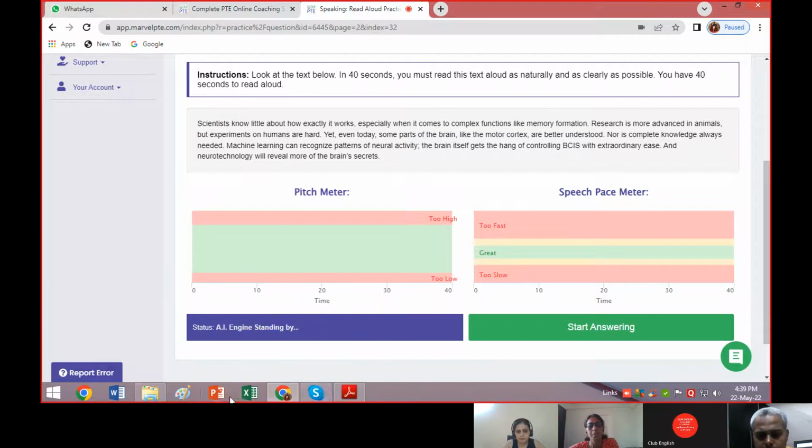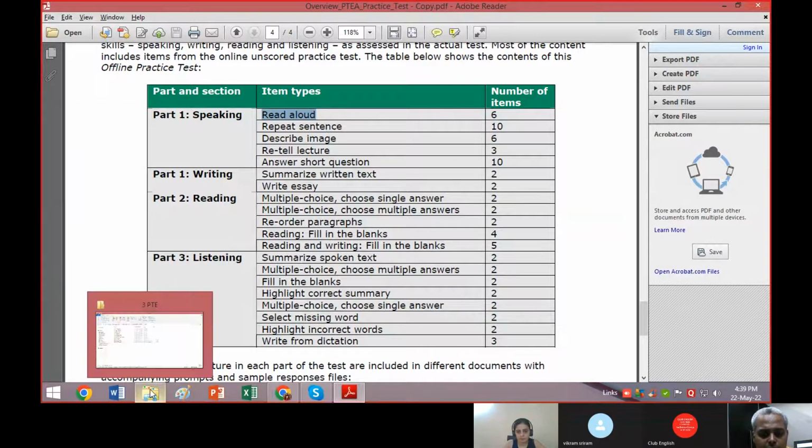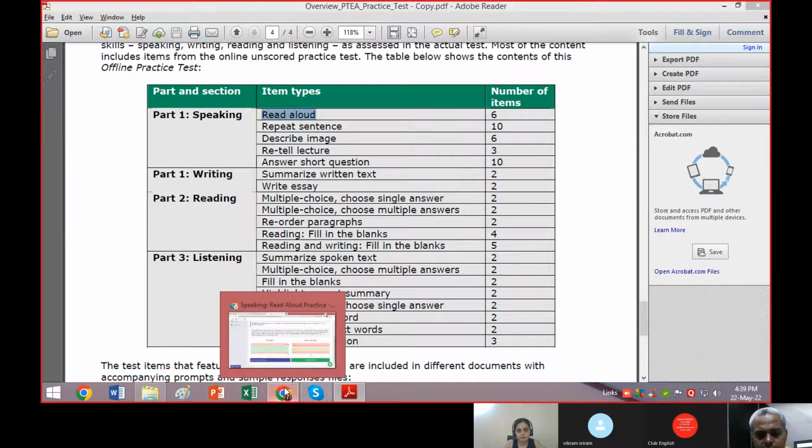Okay, I'll be showing you a few things. Like, see, this is the speaking part in PT. There are various things which we are going to do. First thing we are going to catch up with is read aloud. So we are doing that. Now what we'll be doing is, we'll be going back.